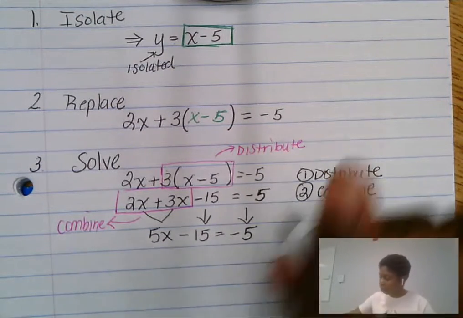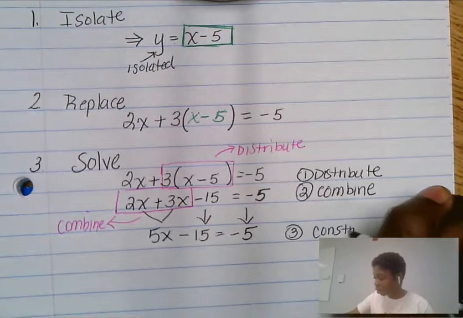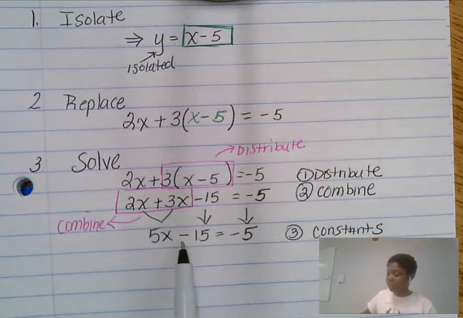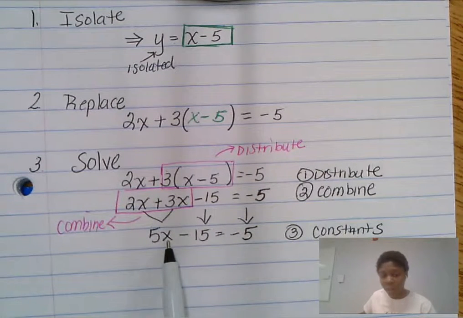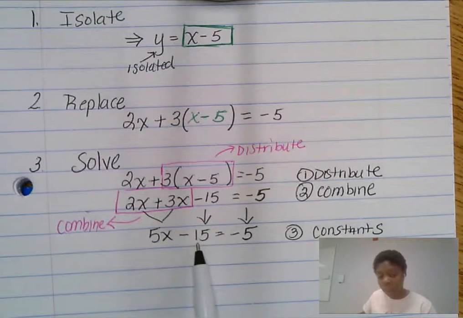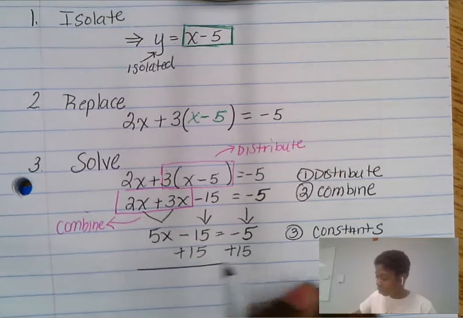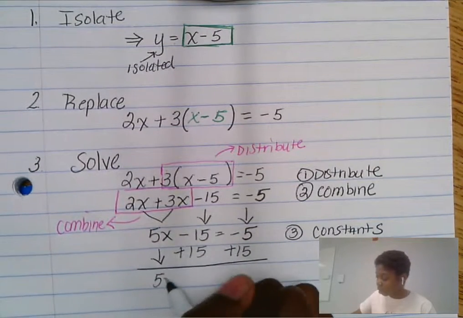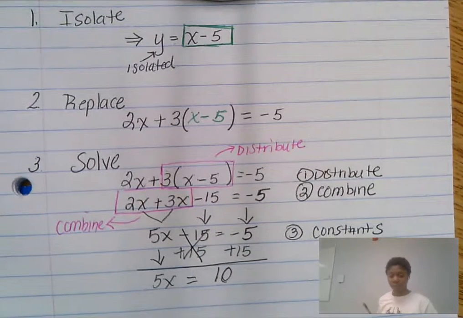All right, next step is to add or subtract your constants. So I have a constant here, which is negative 15, and I have a constant here, which is negative 5. Now, our ultimate goal is to get our coefficient and our variable on one side and our constants on the other side. So since this constant is here, we want to move it here. So add 15 to this side. Bring down the 5x. These two cancel each other out, and we get a positive 10.